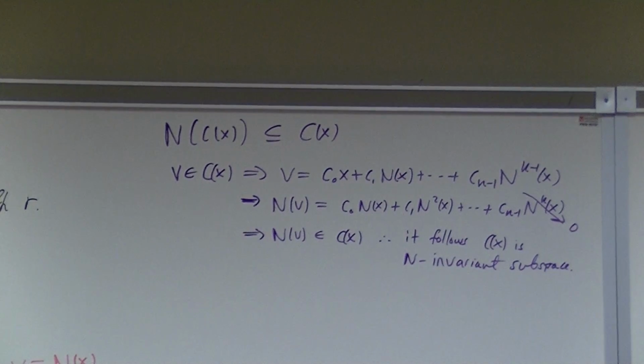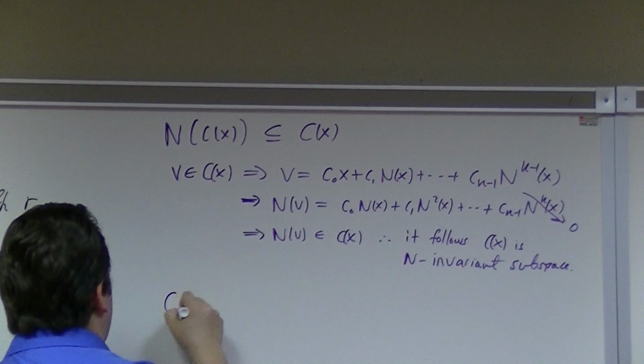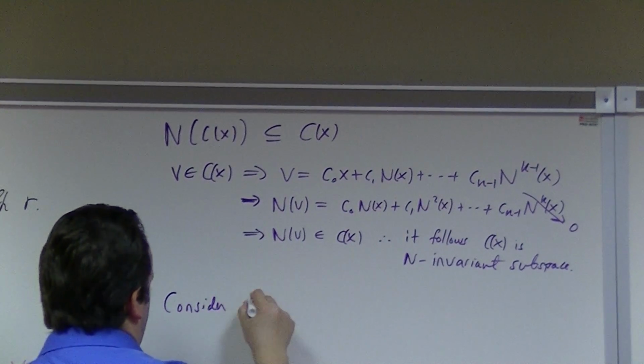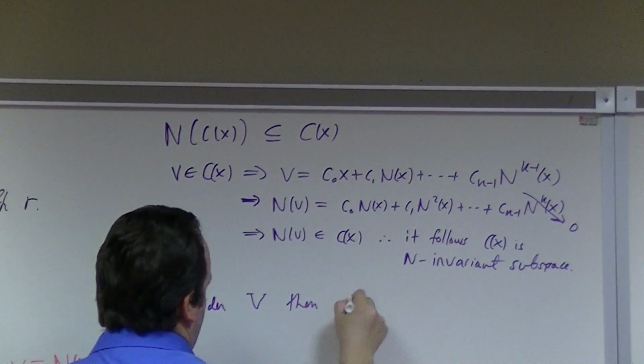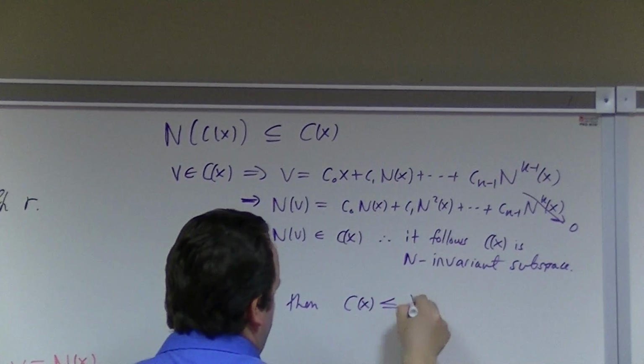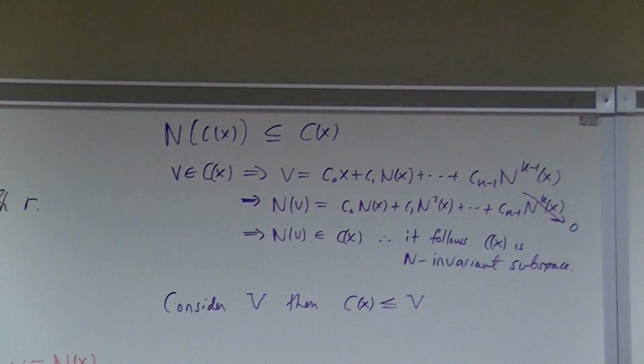Okay, but so I have this nilpotent mapping, right? I can pick an x not equal to 0 in V, and then I get the cycle generated from x. It may be length 1, it may be length 2, whatever. It's some length. Then what's the next step logically? Pick another thing, right? So if we consider V, then C of x is some subspace of V, right?